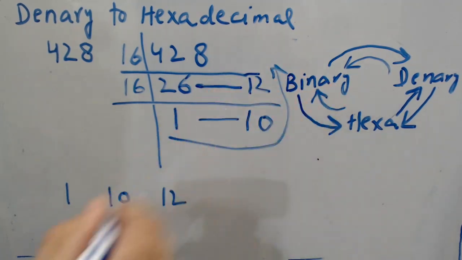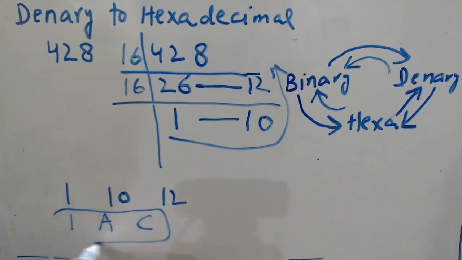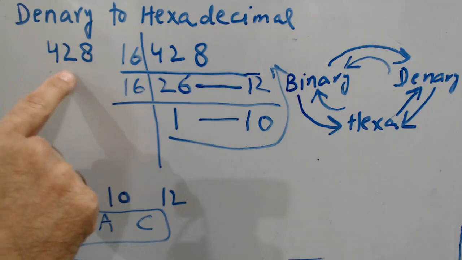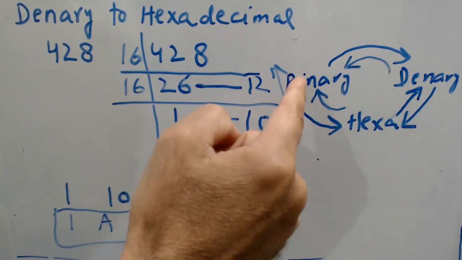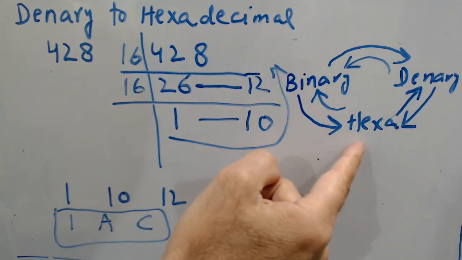But as you already know, any number above 9 will be replaced with its symbol. You already know that 10 is A and 12 is C, so we get the same number. This is how you can apply the direct method, but you can also try the same number using the indirect method. Convert 428 into binary first and then make groups of 4 to convert it into hexadecimal, and make sure you get the same answer.